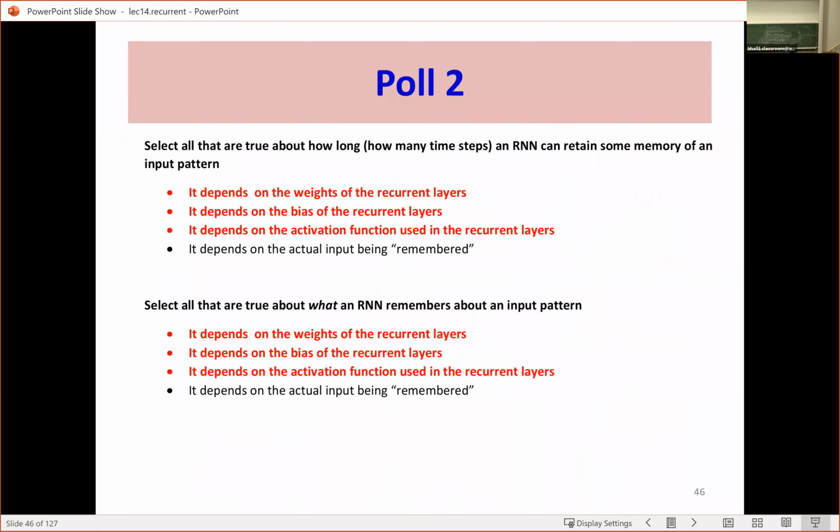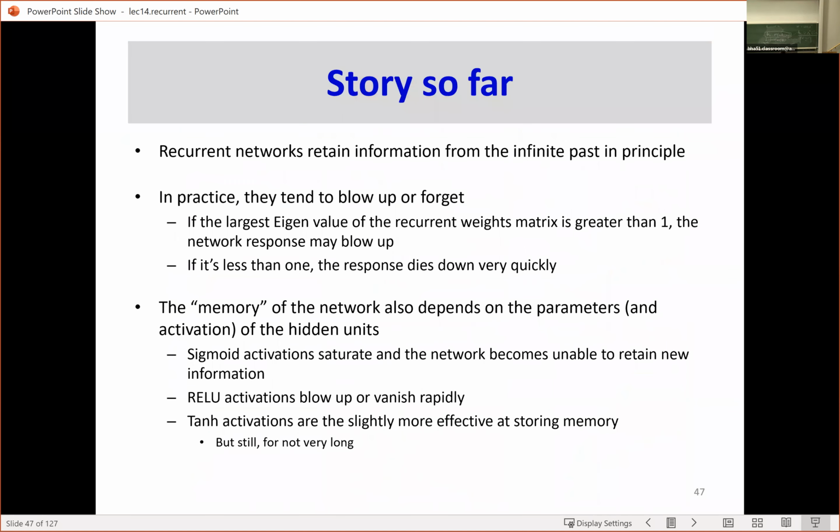Now, here's another problem. So here's the story so far. Recurrent networks retain information from the infinite past in principle. That's the hypothesis we began this whole story on, right? But in practice, they tend to either blow up or forget. If the largest eigenvalue of the recurrent weight matrix is greater than 1, the network response can blow up. If it's less than 1, the response dies down very quickly, right?